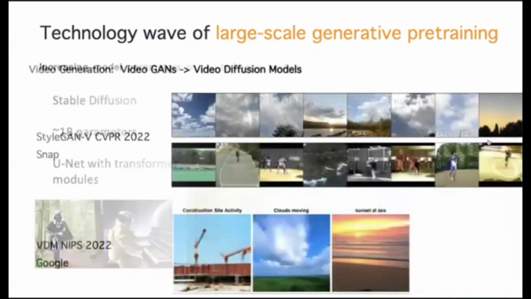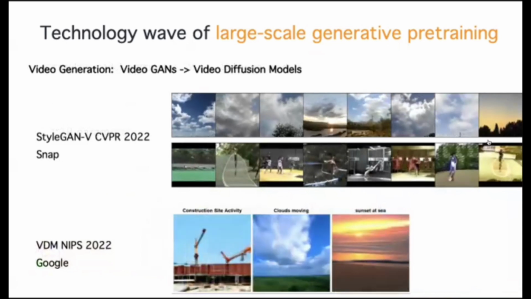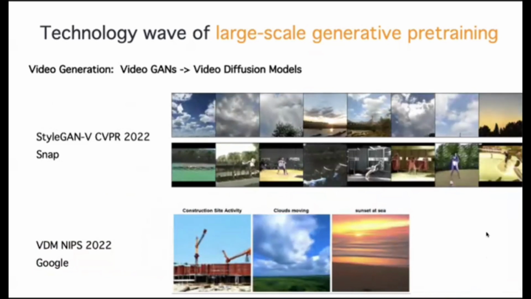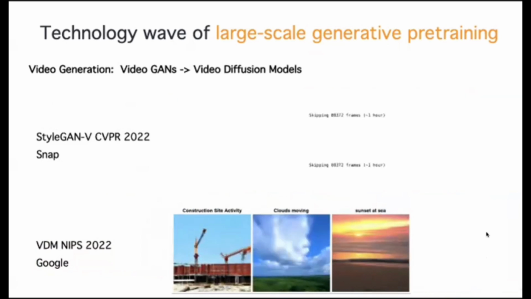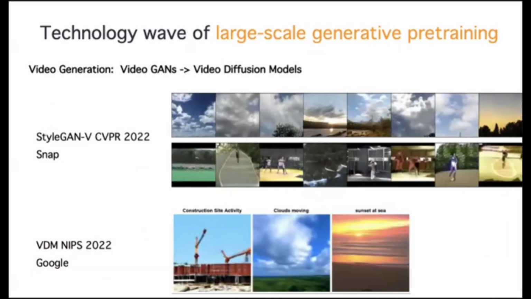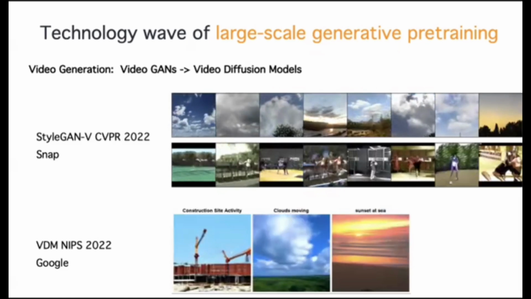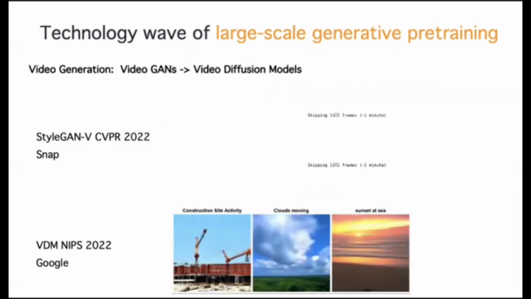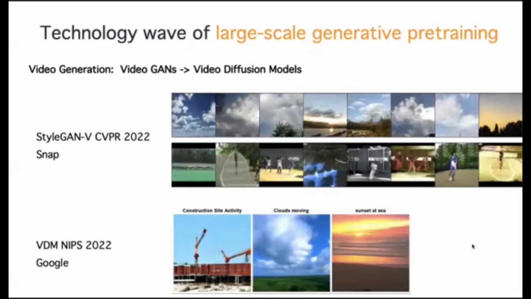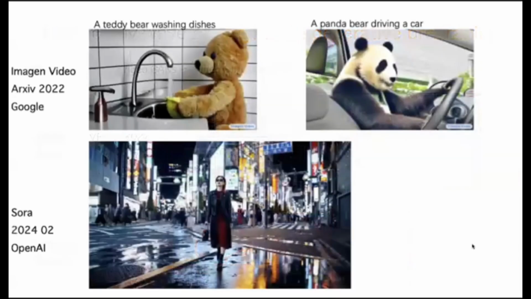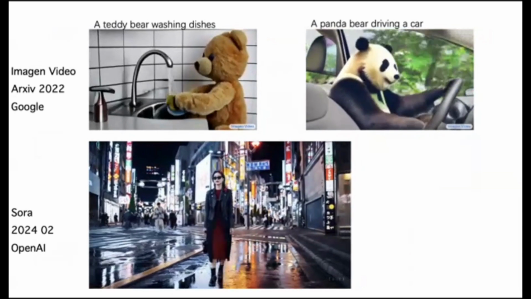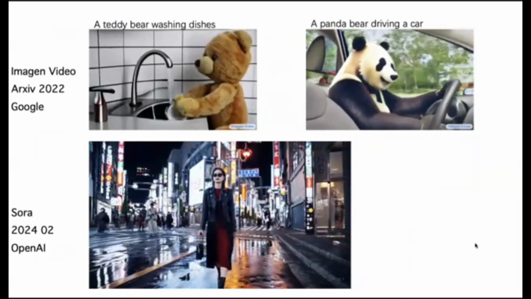In the field of video generation, the generative models also changed from video GANs to video diffusion models. We can see that in 2022, StyleGAN performed well on sky video generation, but it failed to generate human actions in the UCF-101 dataset, which is a little more diverse video content. But with video diffusion models, we can generate various contents based on the text input. So after VDM, text-to-video generation had great development and achieved surprising performance. We can see Imagen Video from Google and Sora from OpenAI.